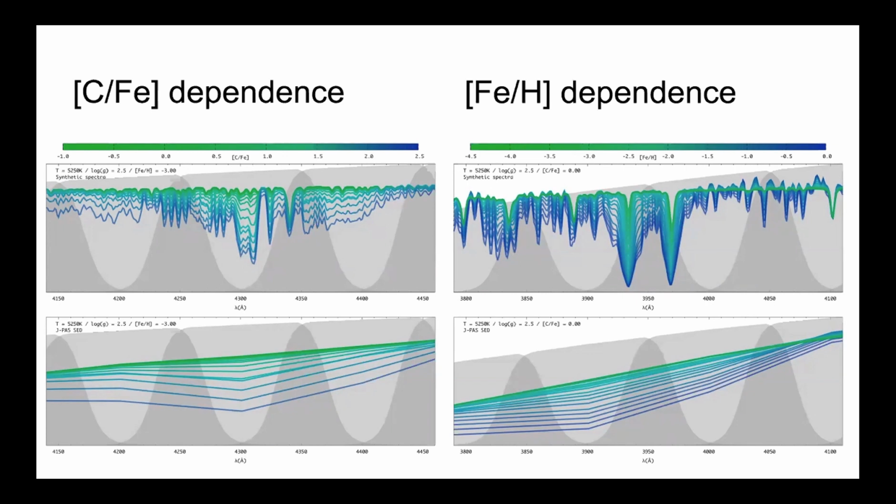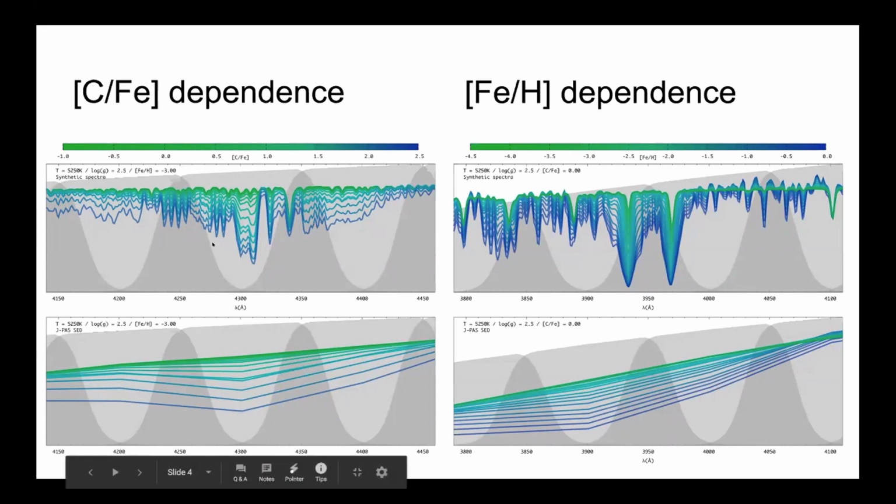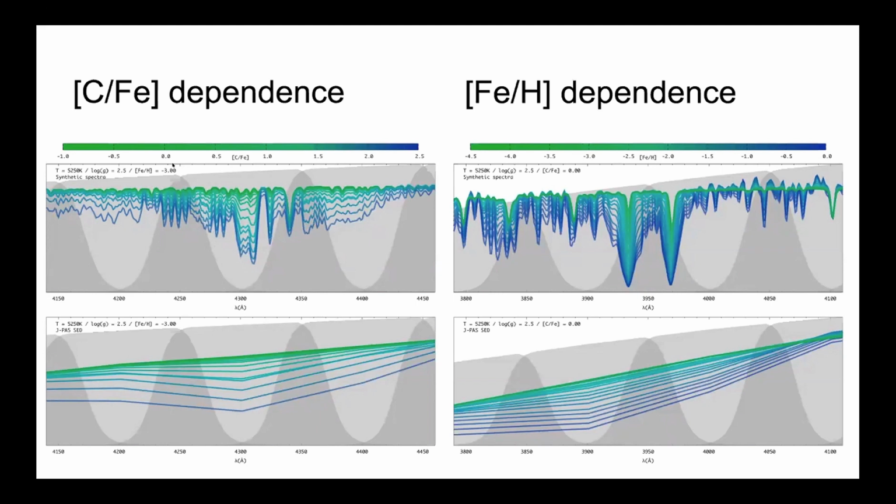So those are simulated spectra of different, on the left, different carbon over iron, and on the right, iron over hydrogen, metallicity. And as you can see, I'm not sure if you can see my mouse. Can you see my mouse? Yes. All right. So each of these is a JPAS filter. So this is a filter. This is a filter, right?